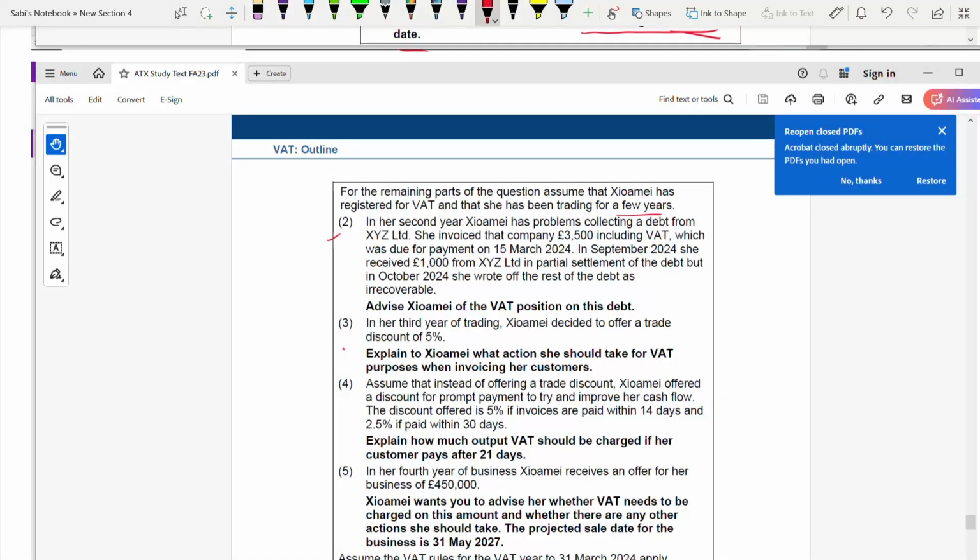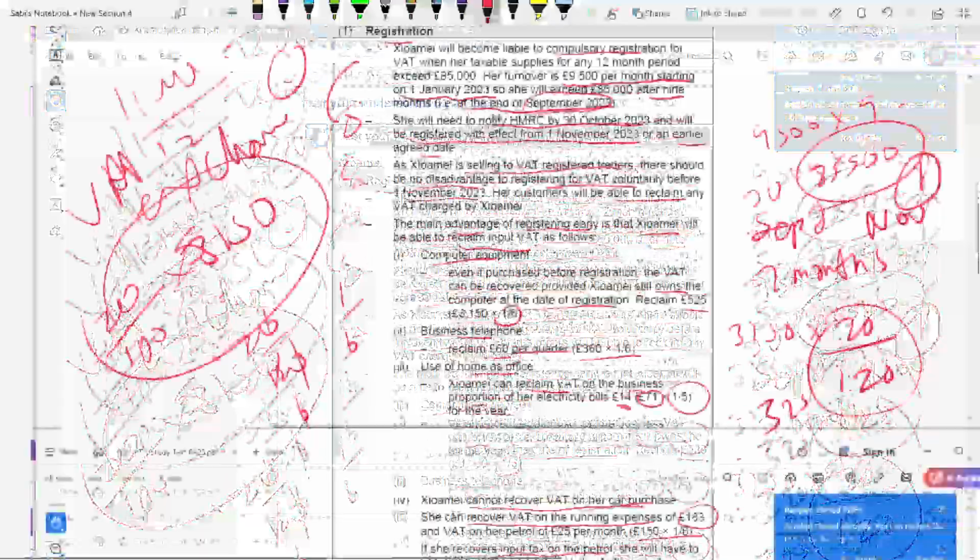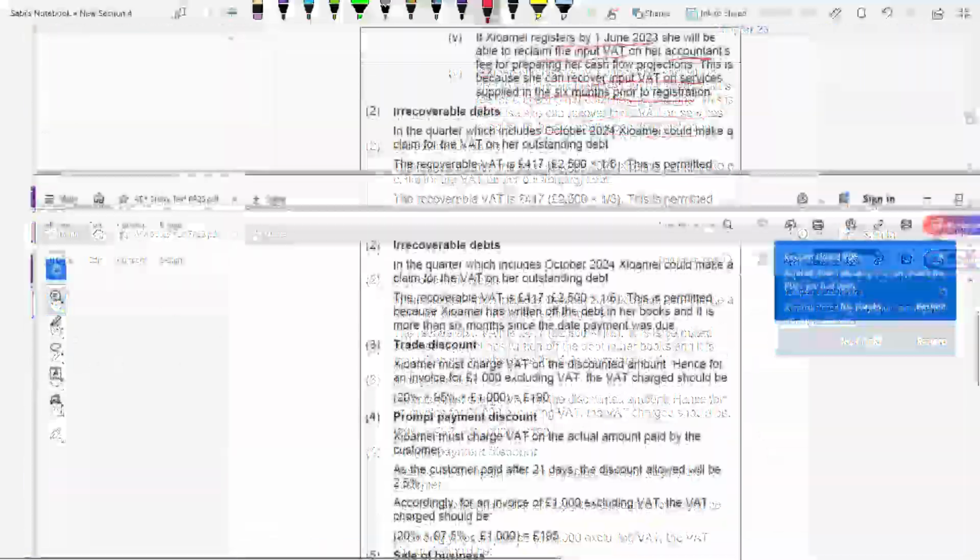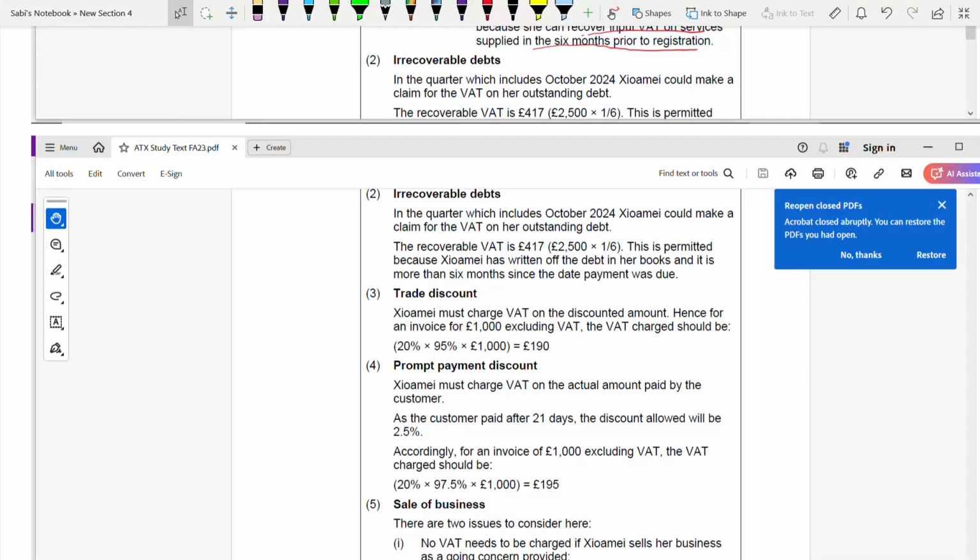This is about a debt. I'm assuming it's irrecoverable debt. So you have to advise GME on the VAT position on this debt. In her second year, she has problems collecting a debt. She invoiced the company 3,500 including VAT, which was due on 15 March. In September, she received 1,000. But in October, she wrote off the rest of the debt as irrecoverable. So remembering the rules of irrecoverable debt, in the quarter which includes October, they could make a claim for her VAT on her outstanding debt.